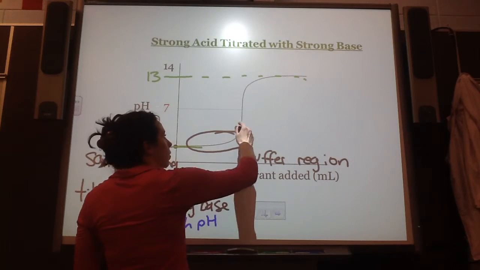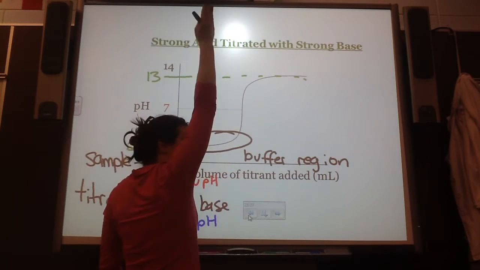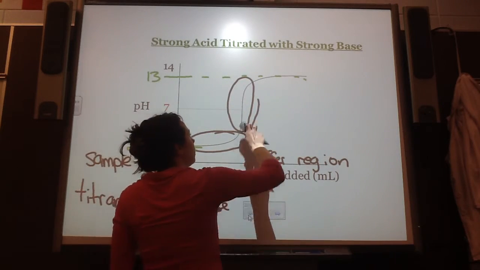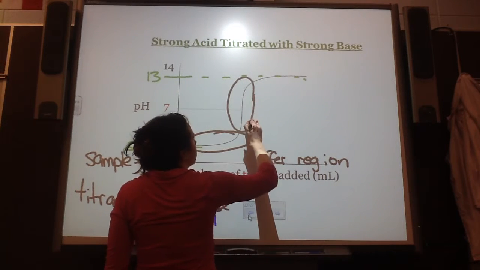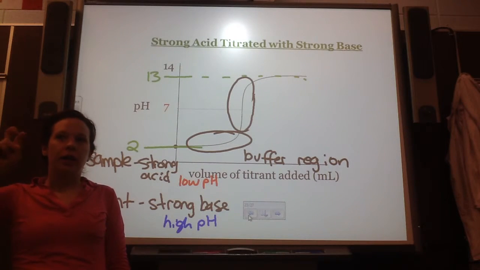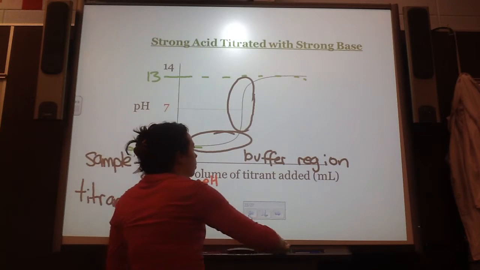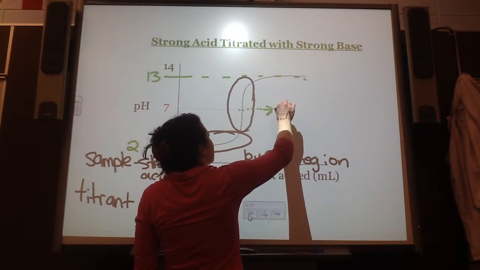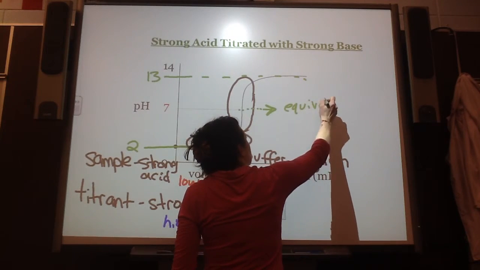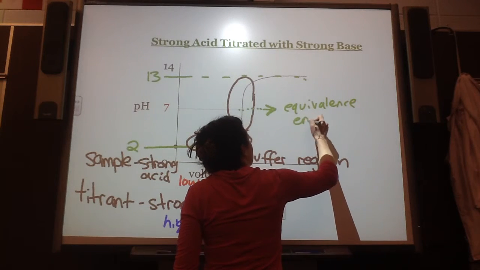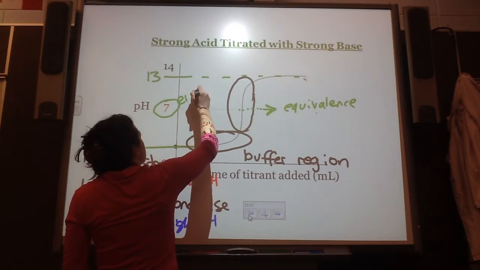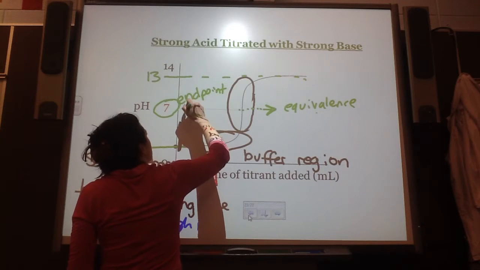Now, the sharp going-up part of the graph here, the middle of this looks almost like a line. It's almost a vertical line. The middle of that line is the equivalence point, okay? So we would say this is our equivalence or endpoint. And so we'd say the endpoint is at a pH of 7.